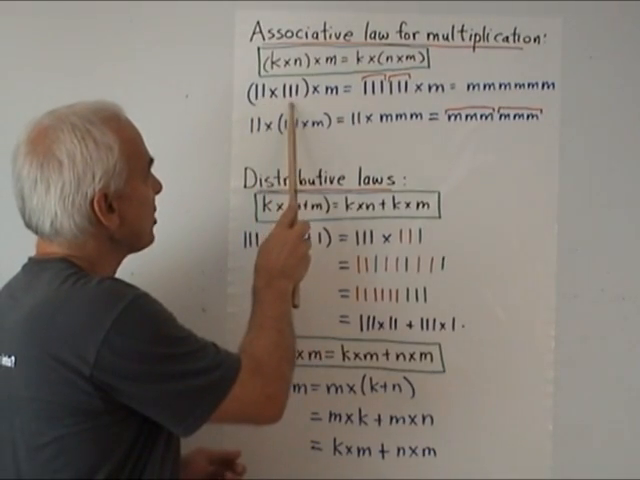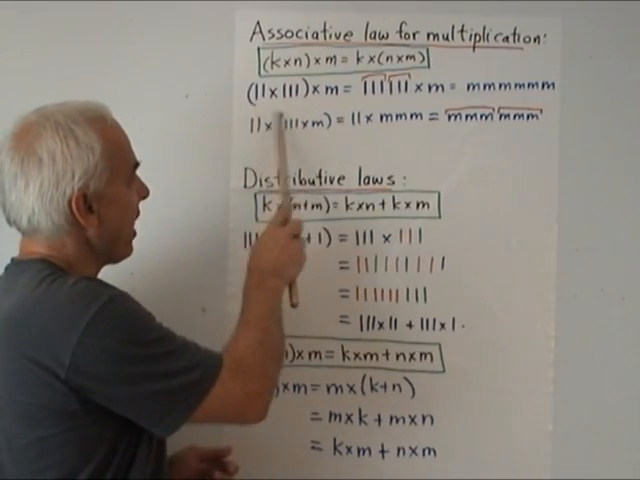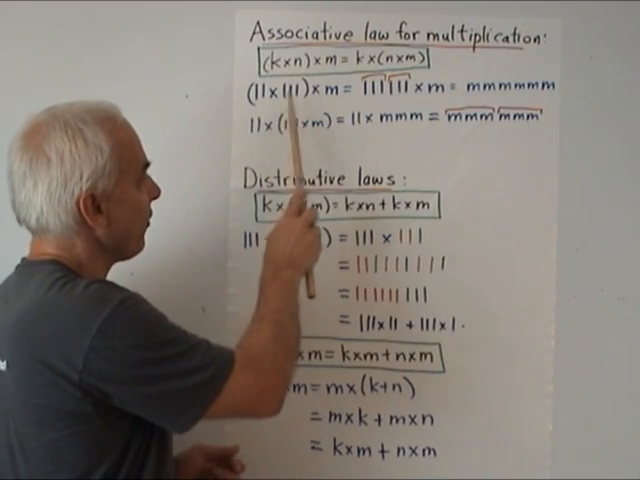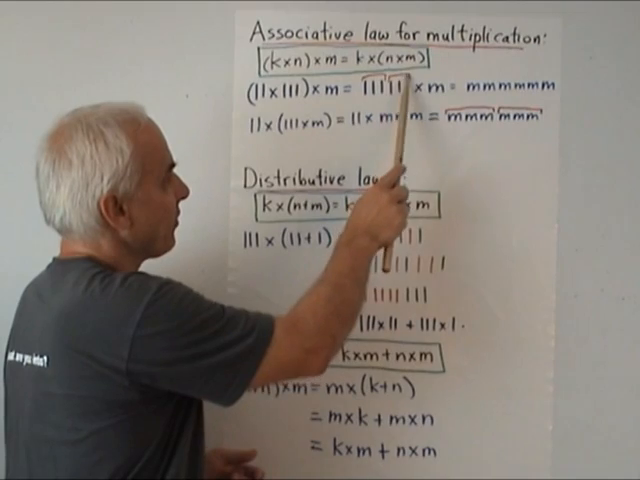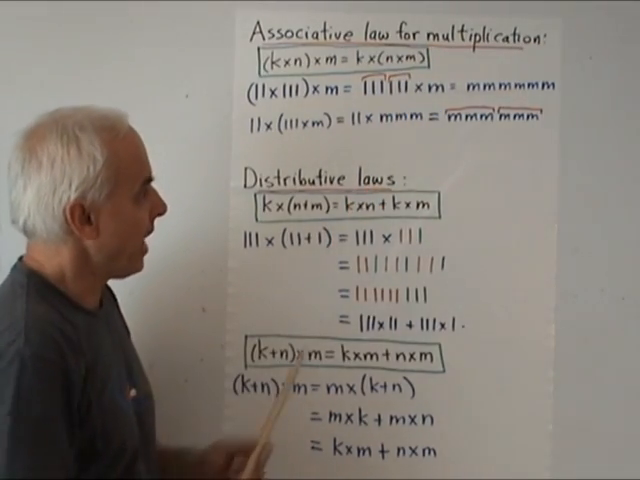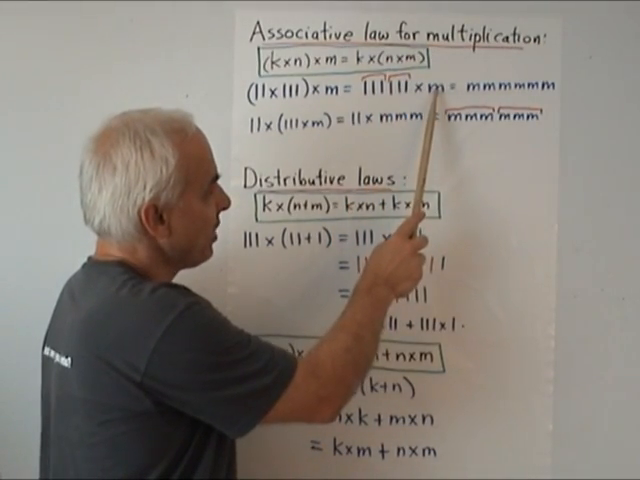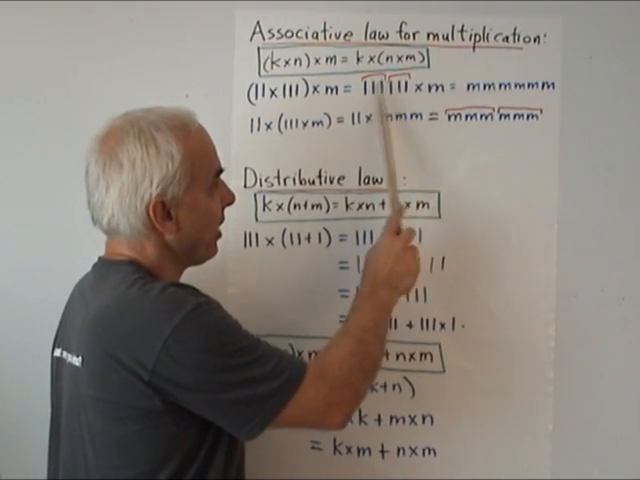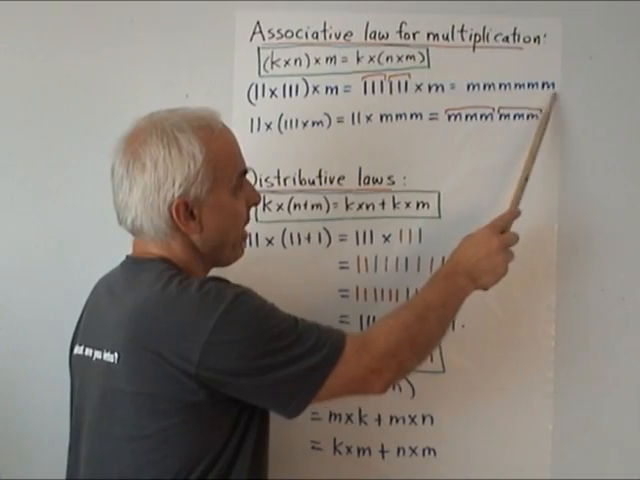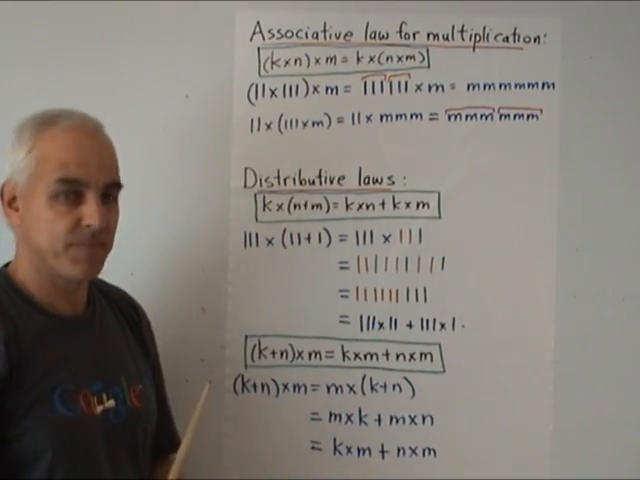So we have 2 times 3 times m. So the brackets tell us we need to do 2 times 3 first. There's 2 groups of 3. So we have 2 groups of 3 times m. And I remind you how to multiply. We simply have to replace each one of the ones here with a copy of this thing. So we have altogether m when we do this way.